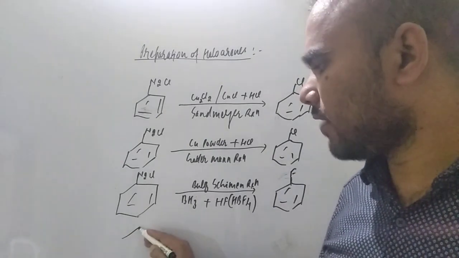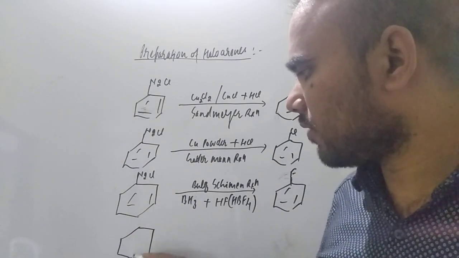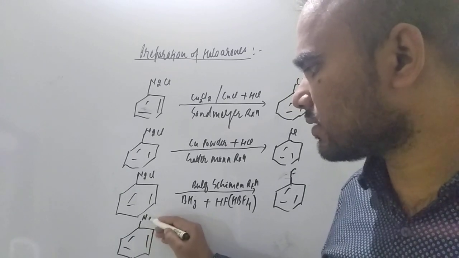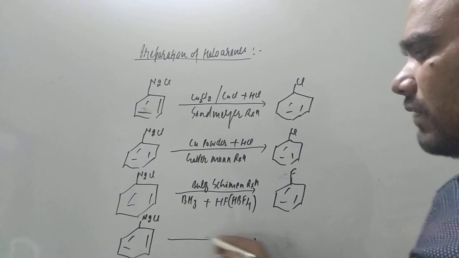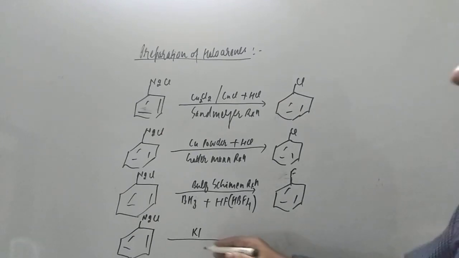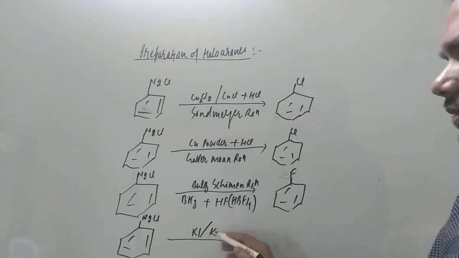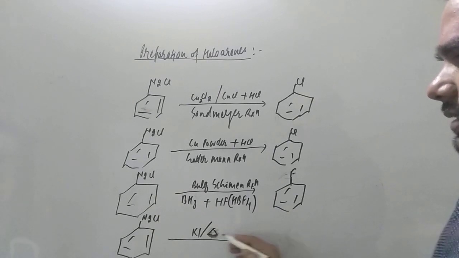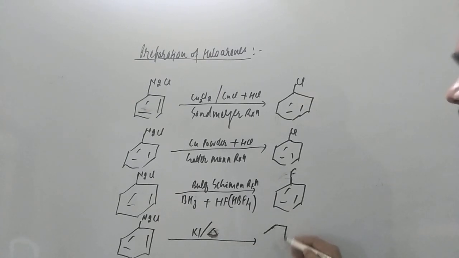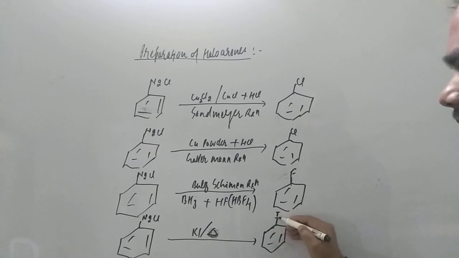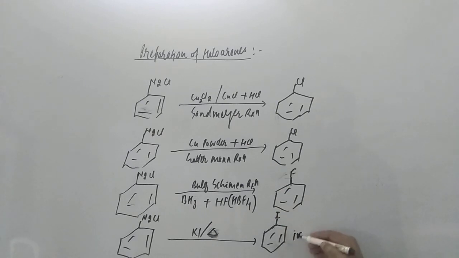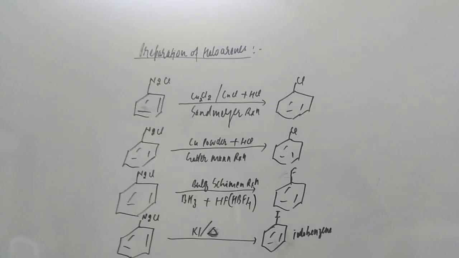Last one: diazonium chloride is there, N2Cl. Here we have N2Cl, and if you treat it with KI, this has to be heated. If you heat this, the diazonium chloride group will be replaced by I. So this will be iodobenzene. Like this, from the diazonium chloride we will be able to prepare the haloarenes. Now let us move to another method, students.